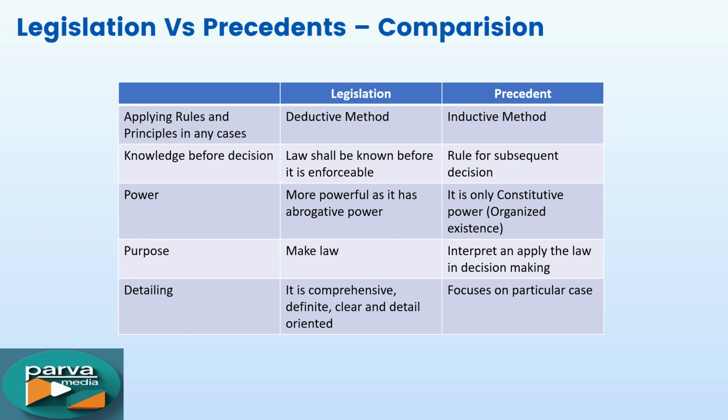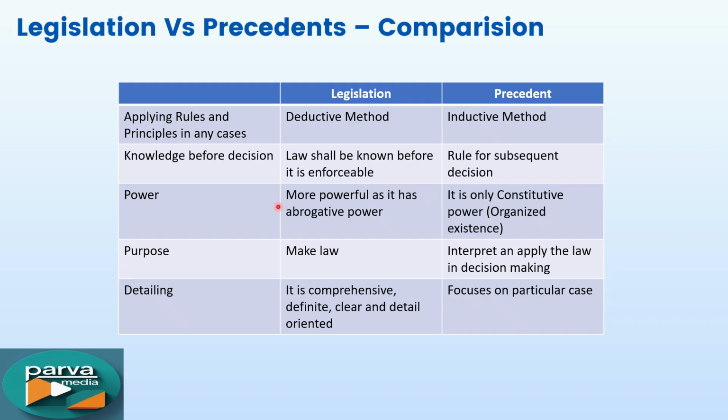In this slide, we are comparing legislation and precedent, two fundamental sources of law that operate through very different mechanisms. Legislations are passed by legislatures in a parliament. Precedents are made by judges while making decisions. Okay, so let's see one by one.